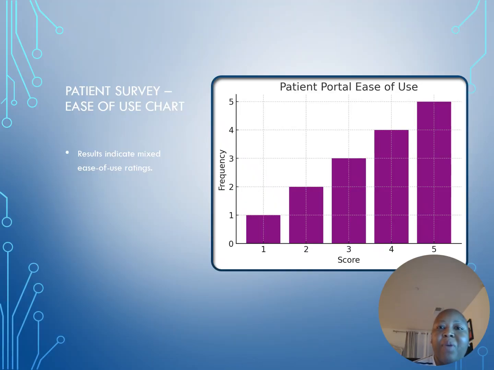From this chart, we can see why some staff ratings vary. When we looked deeper, the same issues keep coming up, navigation confusion and the login process slowing things down. These two themes show up again and again, helping us understand where the real pain points are.